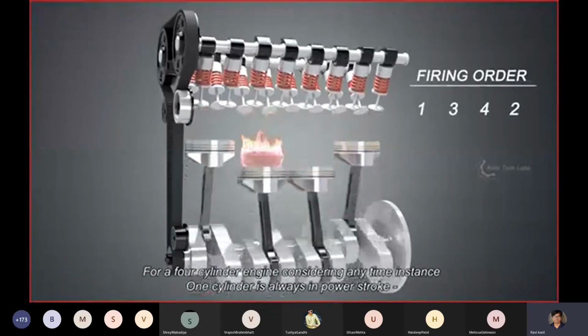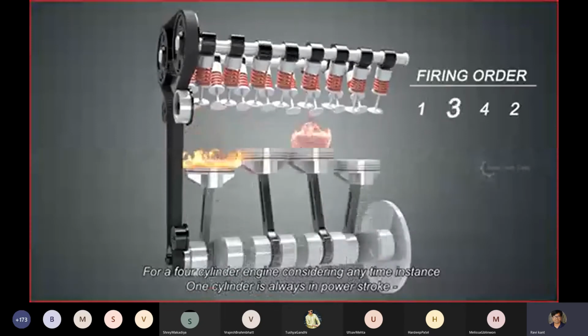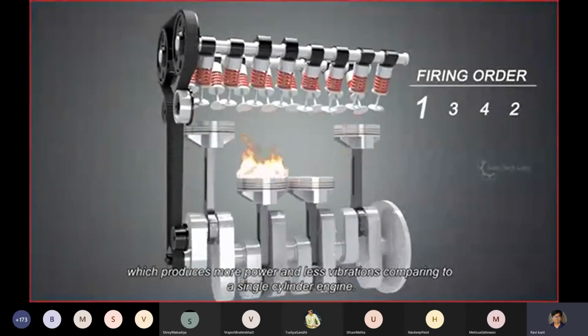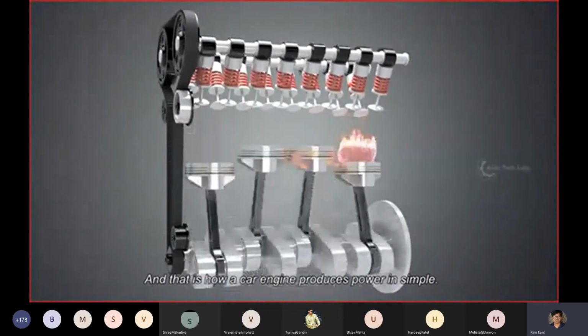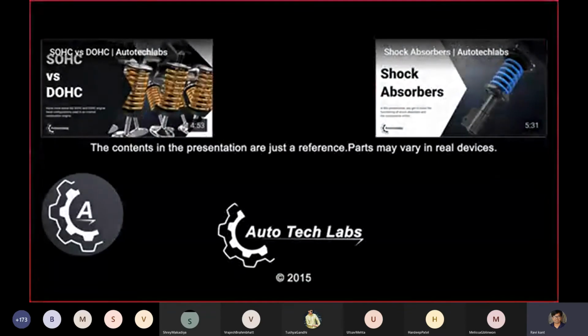For a 4-cylinder engine, at any time instance, one cylinder is always in the power stroke, which produces more power and less vibration compared to a single-cylinder engine. And that is how a car engine produces power, in simple terms.